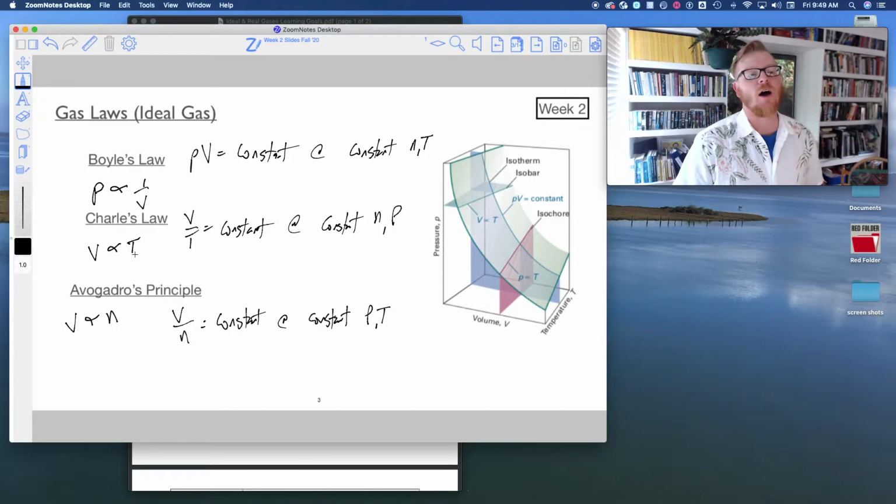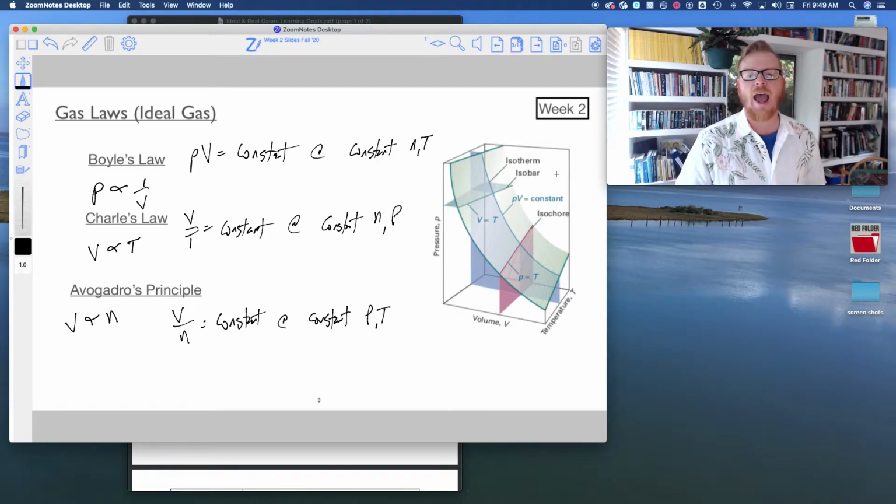So here in Boyle's law, right, as the pressure goes up, the volume has to go down. Or as the volume goes up, the pressure has to go down. They're inversely proportional. But Charles' law, right, volume and temperature are directly proportional. So assuming that number of moles and pressure are held constant, if you increase the temperature, you increase the volume. You decrease the volume, you decrease the temperature. And similarly with Avogadro's principle, assuming pressure and temperature are constant, then if you increase the number of moles, you have to increase the volume.